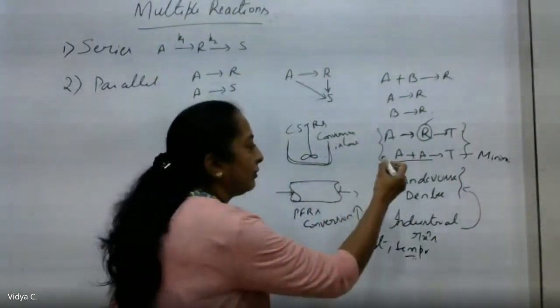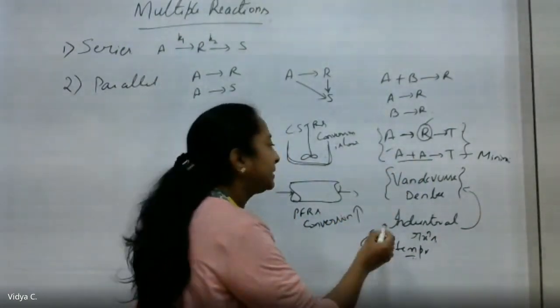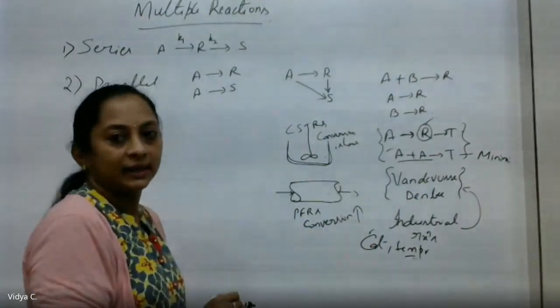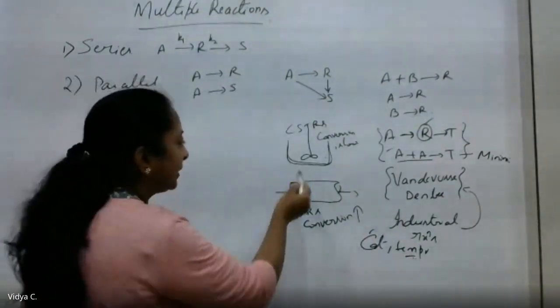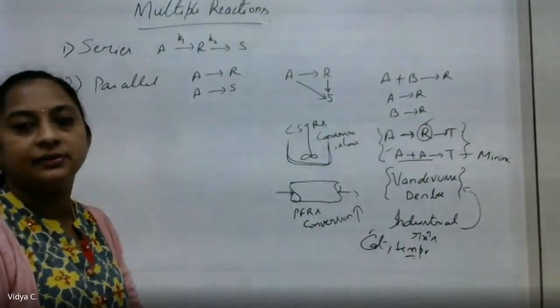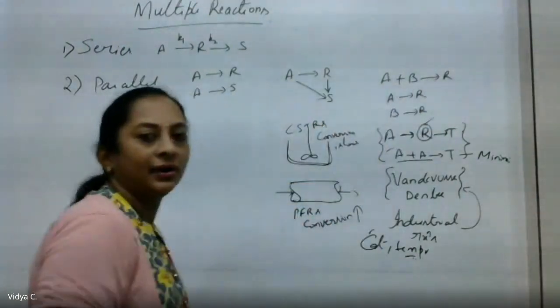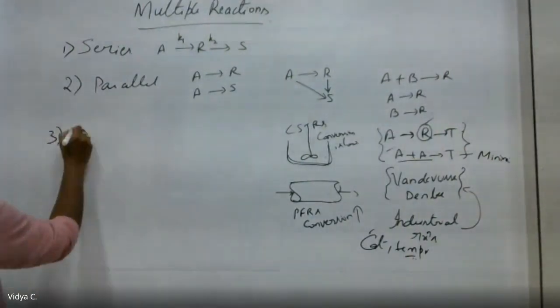So what we were doing, how to minimize is by adding a catalyst. This catalyst may inhibit this reaction. It should be selected in that way, and by changing the temperature or by connecting the reactors in a different way, we can get maximum conversion for required conversion. Okay? The third one is series parallel reaction.